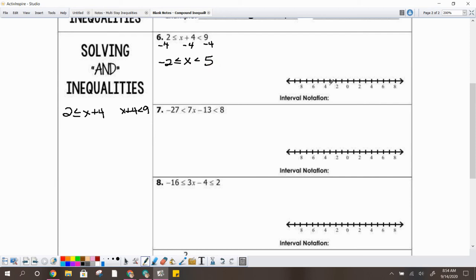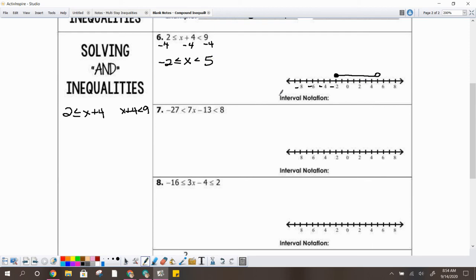So now I can go ahead and graph this. I have my closed circle on -2, and I have an open circle on 5, and then I'm just going to draw my line between the two dots. Okay, so this sign applies to this one, and this sign applies to that one.